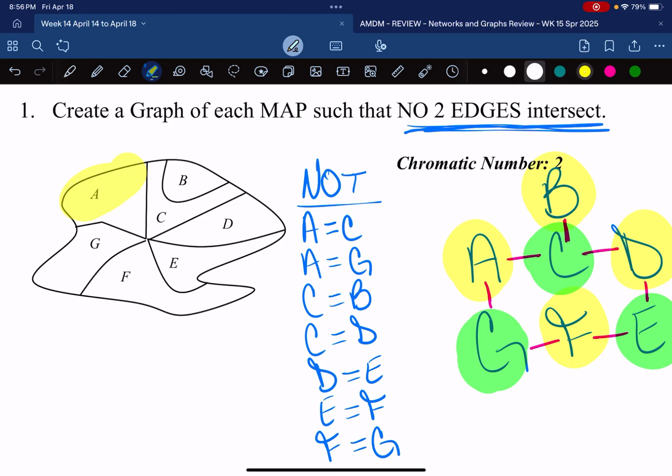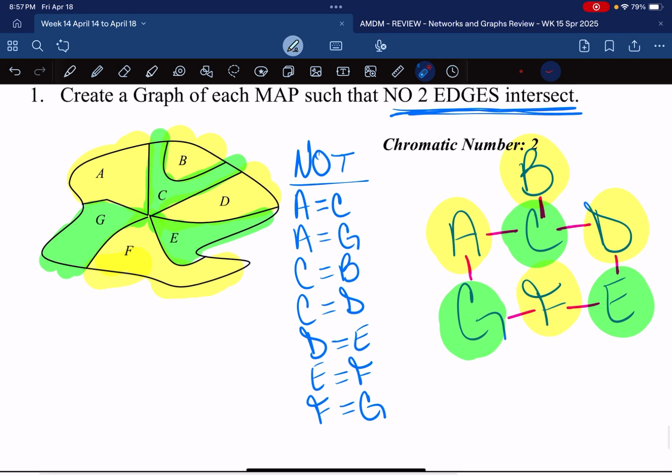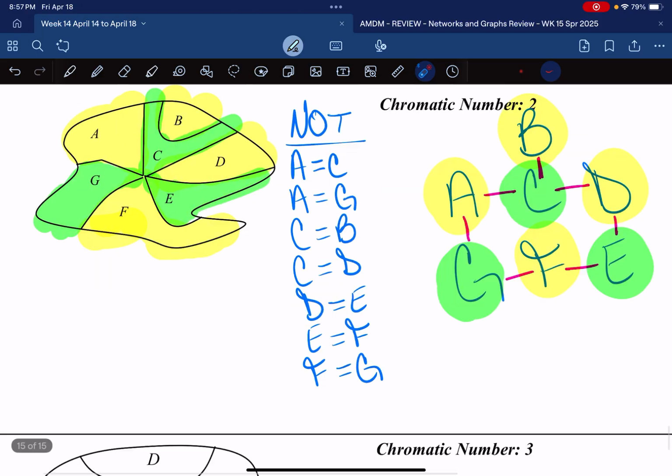If I made this yellow, made B yellow, I made D yellow, and F yellow, C would be green, E is green, and G is green. And you see how the colors meet at the vertex, but that's it. And that works because none of them share an edge with the same color.